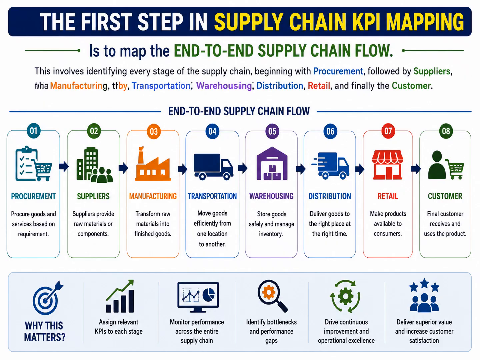The first step in supply chain KPI mapping is to map the end-to-end supply chain flow. This involves identifying every stage of the supply chain, beginning with procurement, followed by suppliers, manufacturing, transportation, warehousing, distribution, retail, and finally the customer. By clearly defining each stage, organizations can assign relevant KPIs, monitor performance across the entire supply chain, identify bottlenecks, and drive continuous improvement.